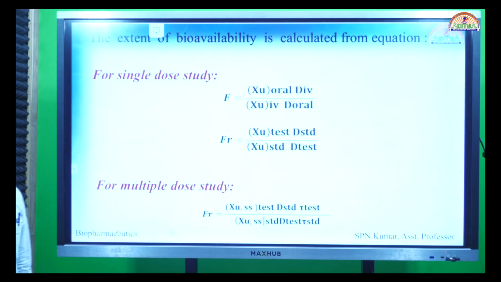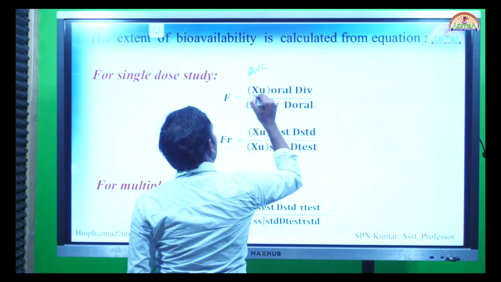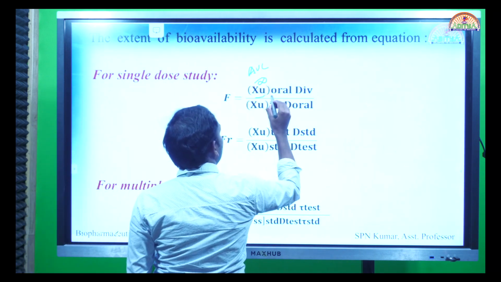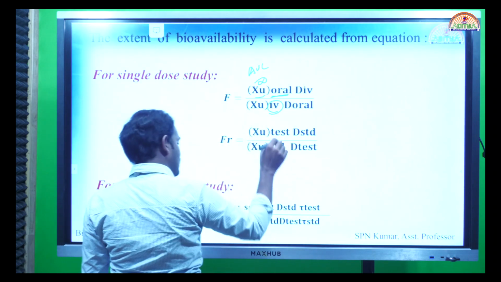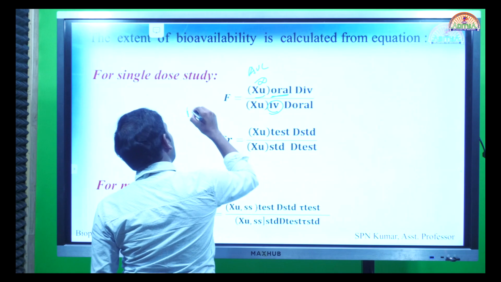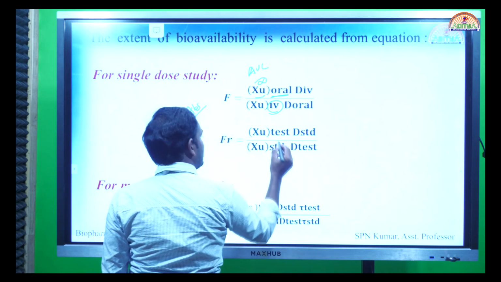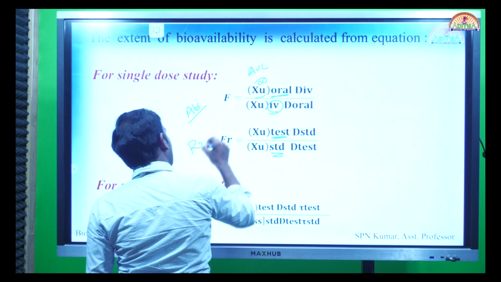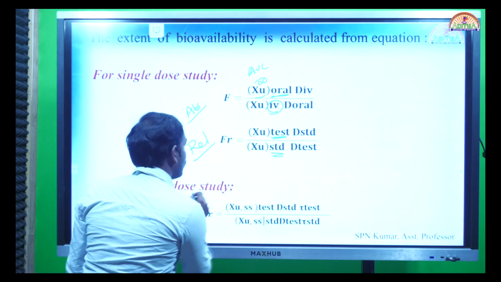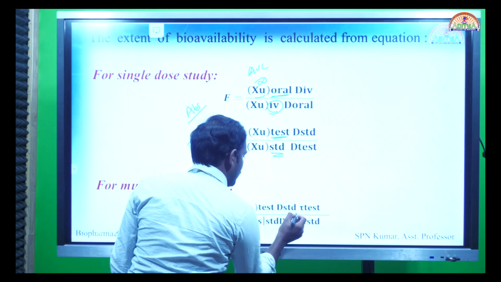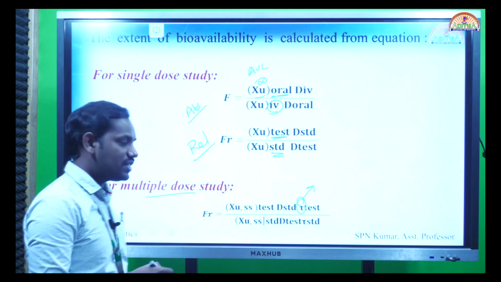So here also, just like AUC, instead of AUC we will be writing Xu infinity. This will be compared with IV in a single dose study, and since it is IV, we can call this bioavailability absolute bioavailability. Since it is test versus standard, this is called relative bioavailability. If it is a multiple dose study, the same formula has to be multiplied with tau. Tau is the dosing interval, how many times it is given in a given day.